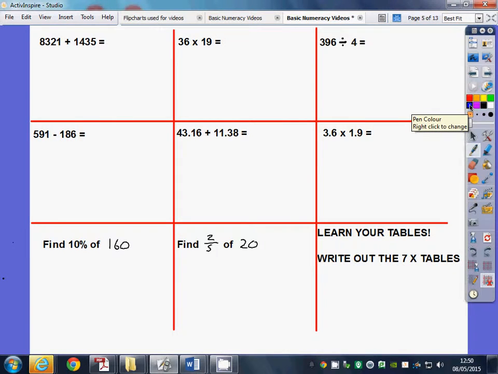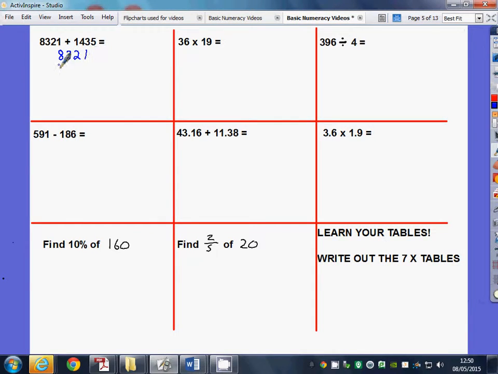Okay, so you've tried all 9 questions. Now I'm going to talk you through them. The first one, addition. We should be in the habit now. As soon as you see an addition, we set our columns up. And we are adding.